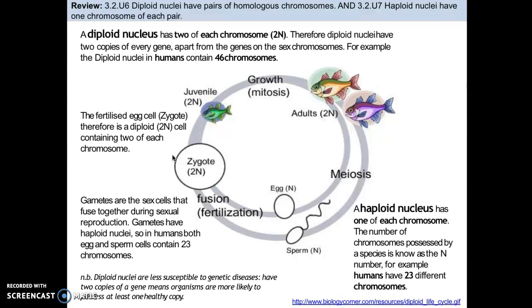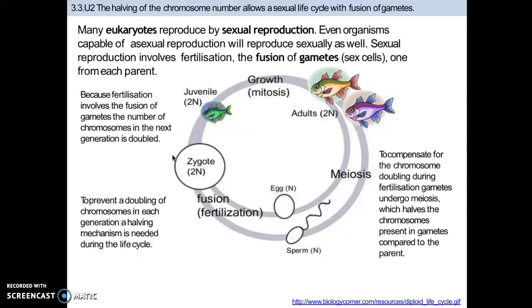Okay, U6 and U7 review really quickly from topic 3.2. You can pause it and you can look back over this, but you do need to do a quick review before we go to the next slide on diploid nuclei having pairs of homologous chromosomes, and that haploid nuclei have only one copy of each chromosome.